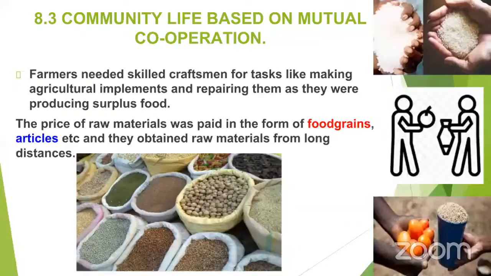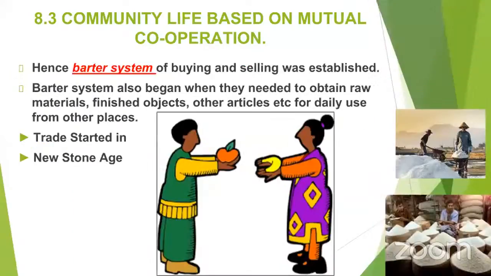So this was exchange of food grains and articles, matlab whatever you have extra, you have surplus, that you have to give, and that fellow will give you whatever you want. Okay, and then they obtained raw material from long distance. So this is called the barter system.